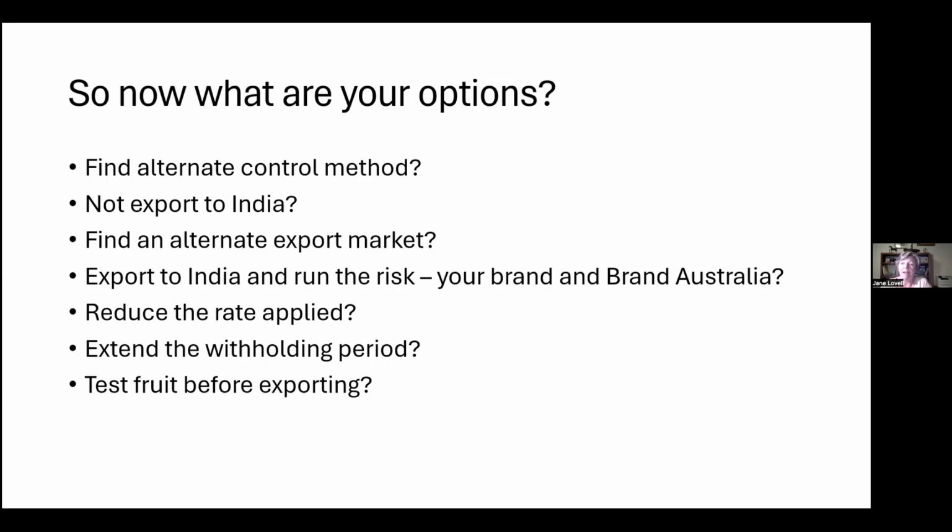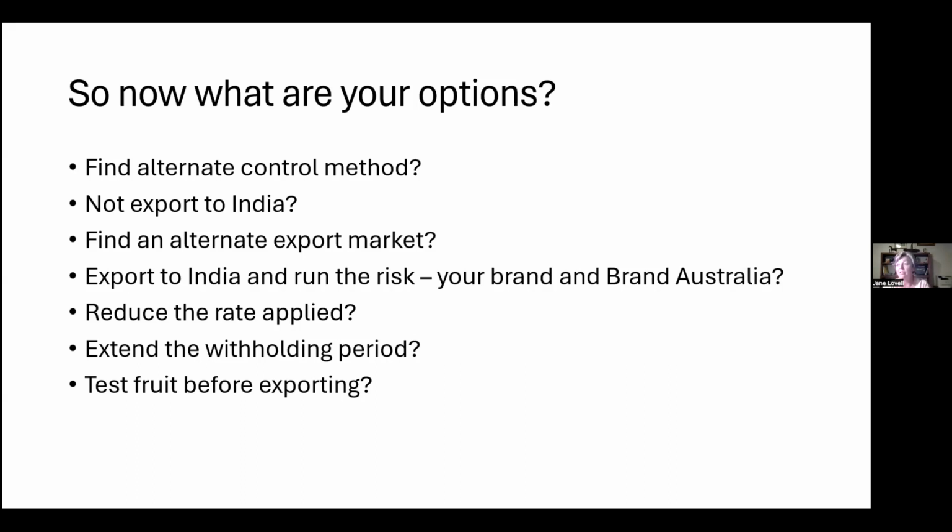You could have a crack at reducing the rate that's applied. That's not legal in a lot of states. Absolutely don't recommend it. Can lead you to all kinds of trouble with resistance developing. You could have a crack at extending the withholding period. And when I used to play in this space a lot more than I do now, people would say, well, how long? How much longer? Don't know, have a guess. You could use it and you could test the fruit before exporting.